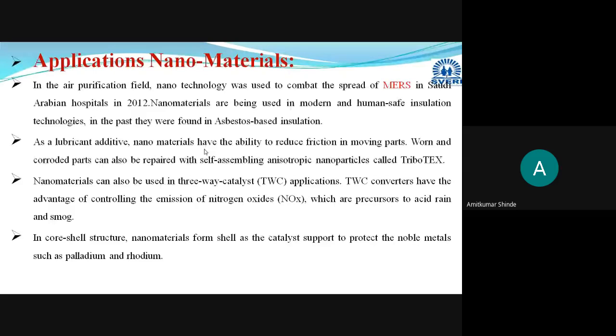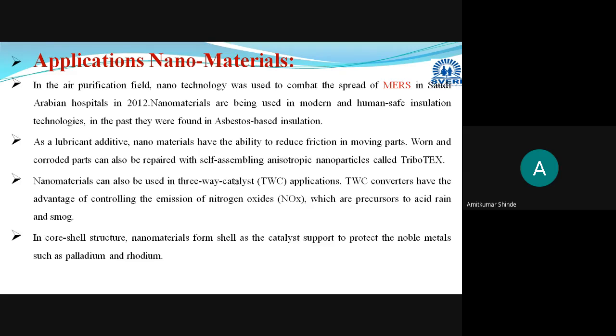Then nanomaterials can also be used as three-way catalysts. Three-way catalyst means for controlling the emissions of nitrogen oxides. You can control the emission of that nitrogen oxide, and for that you can use the nanomaterials only.